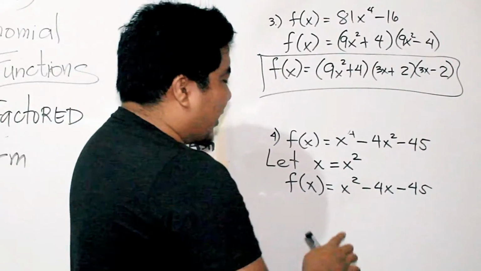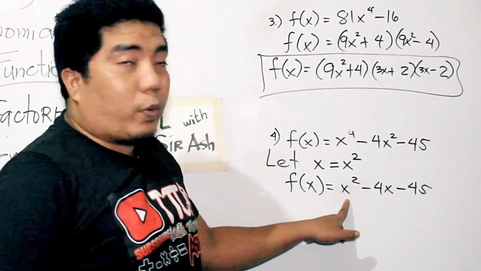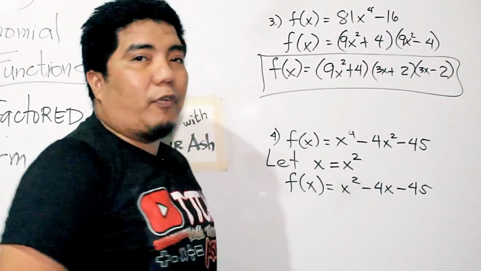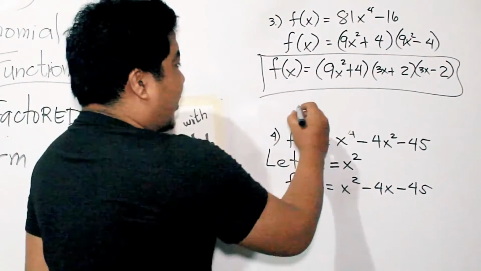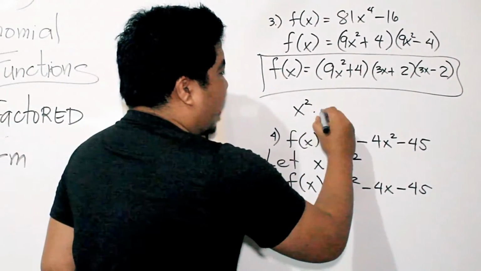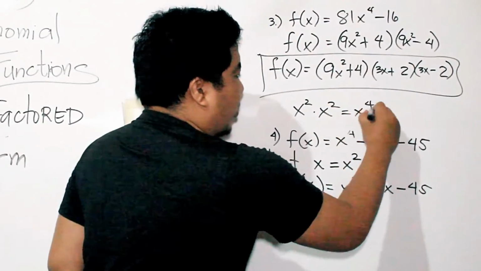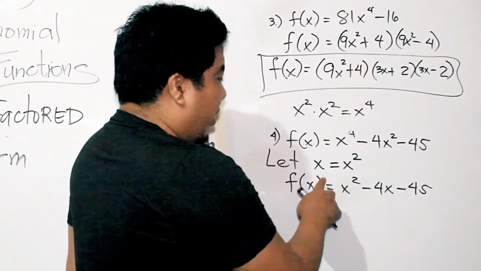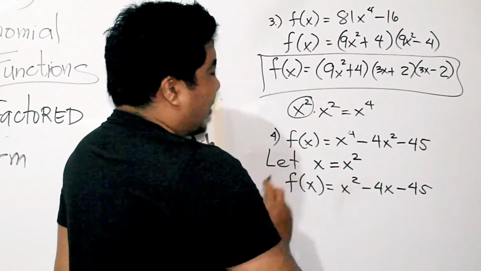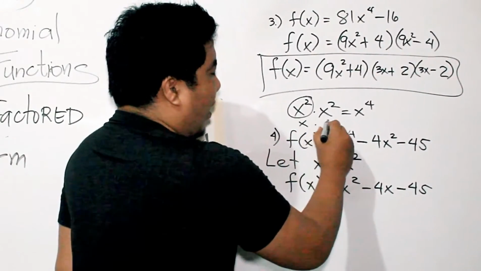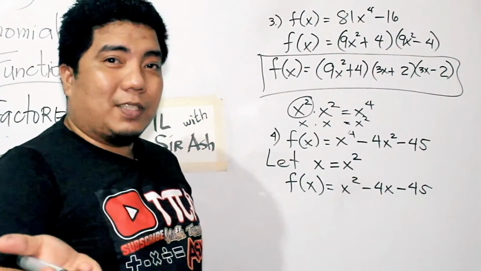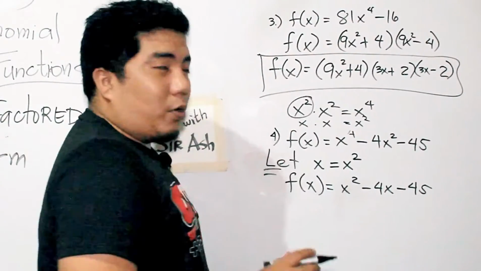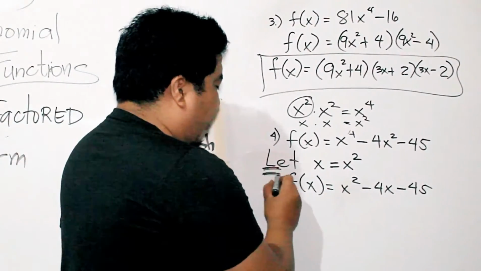Now, you might be asking me, why did this become x squared? Remember that x to the 4th has 2 x squared. Okay, 2x squared. That is x squared and x squared. That will become x to the fourth, right? So therefore, if this is represented by x, then I will have 2 x's giving me x squared. See the pattern? Okay. So, my representation is very important.